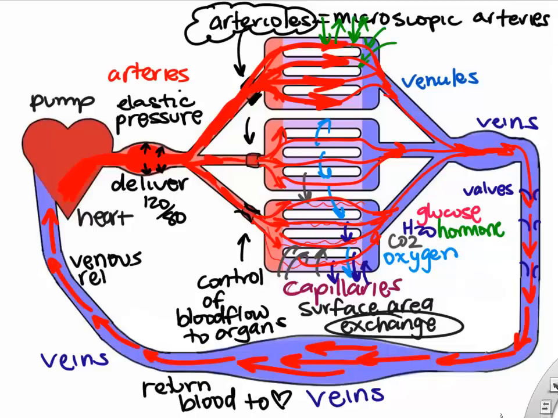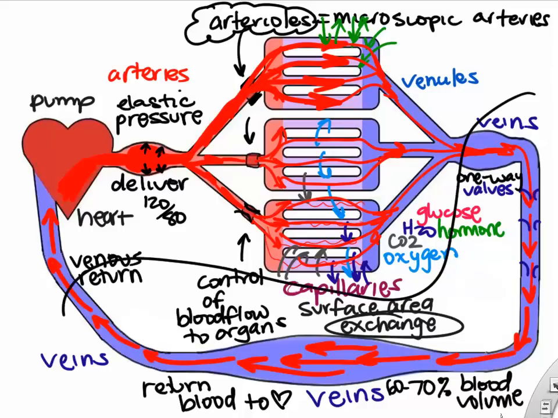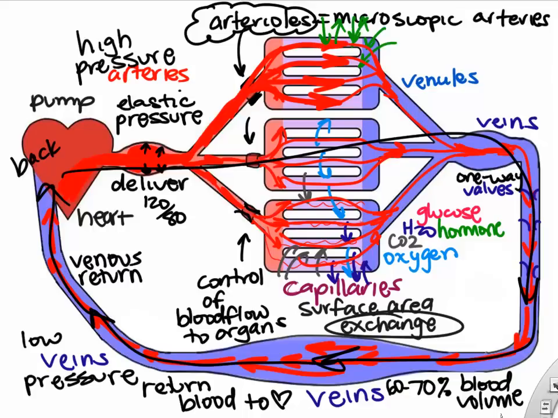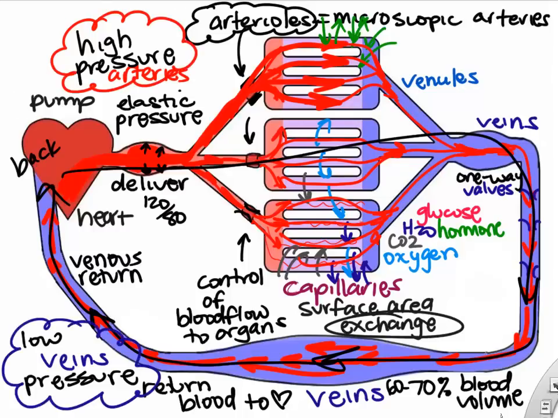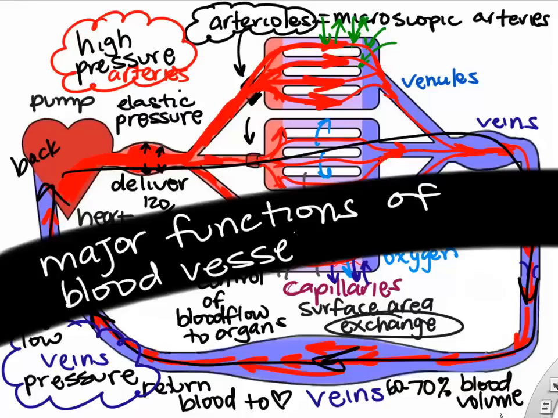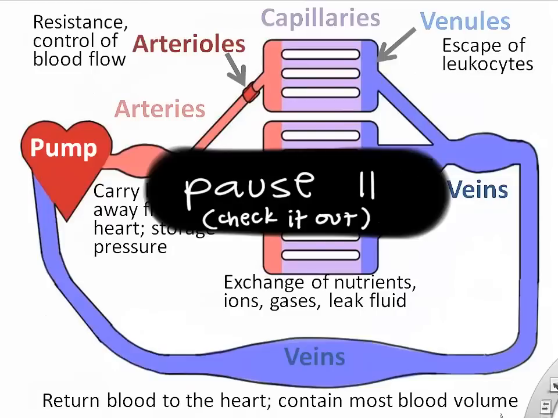Notice that the veins are drawn very large on this diagram versus the arteries because the veins hold about 60 to 70% of our blood volume. The other thing to notice is that the veins are relatively low pressure and the arteries are relatively high pressure, and so this pressure gradient helps drive blood flow through the circulation. Again, the highest pressure in the arteries driving blood flow back to the heart through the veins. The next slide actually shows a summary of the functions of the blood vessels, so you might want to pause it here.